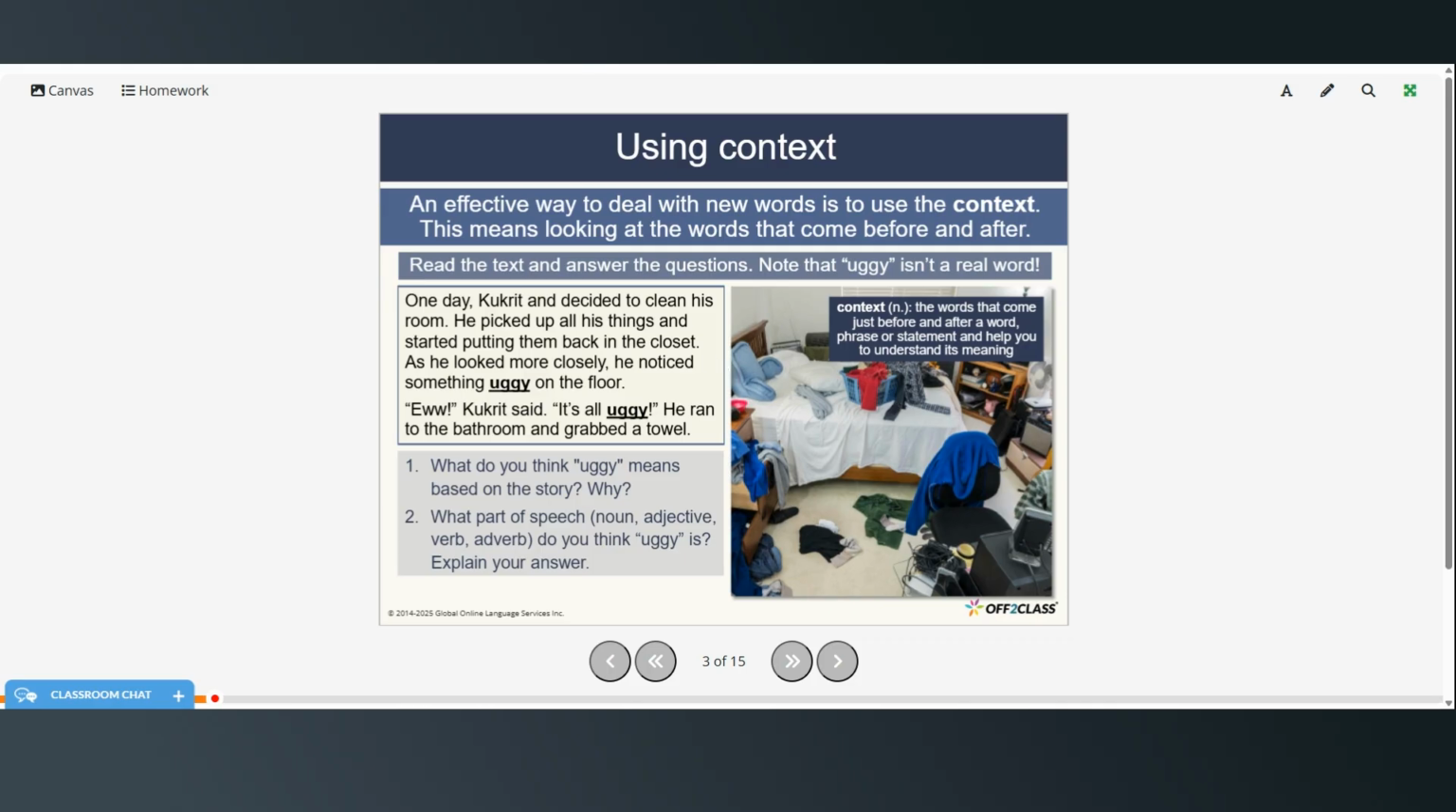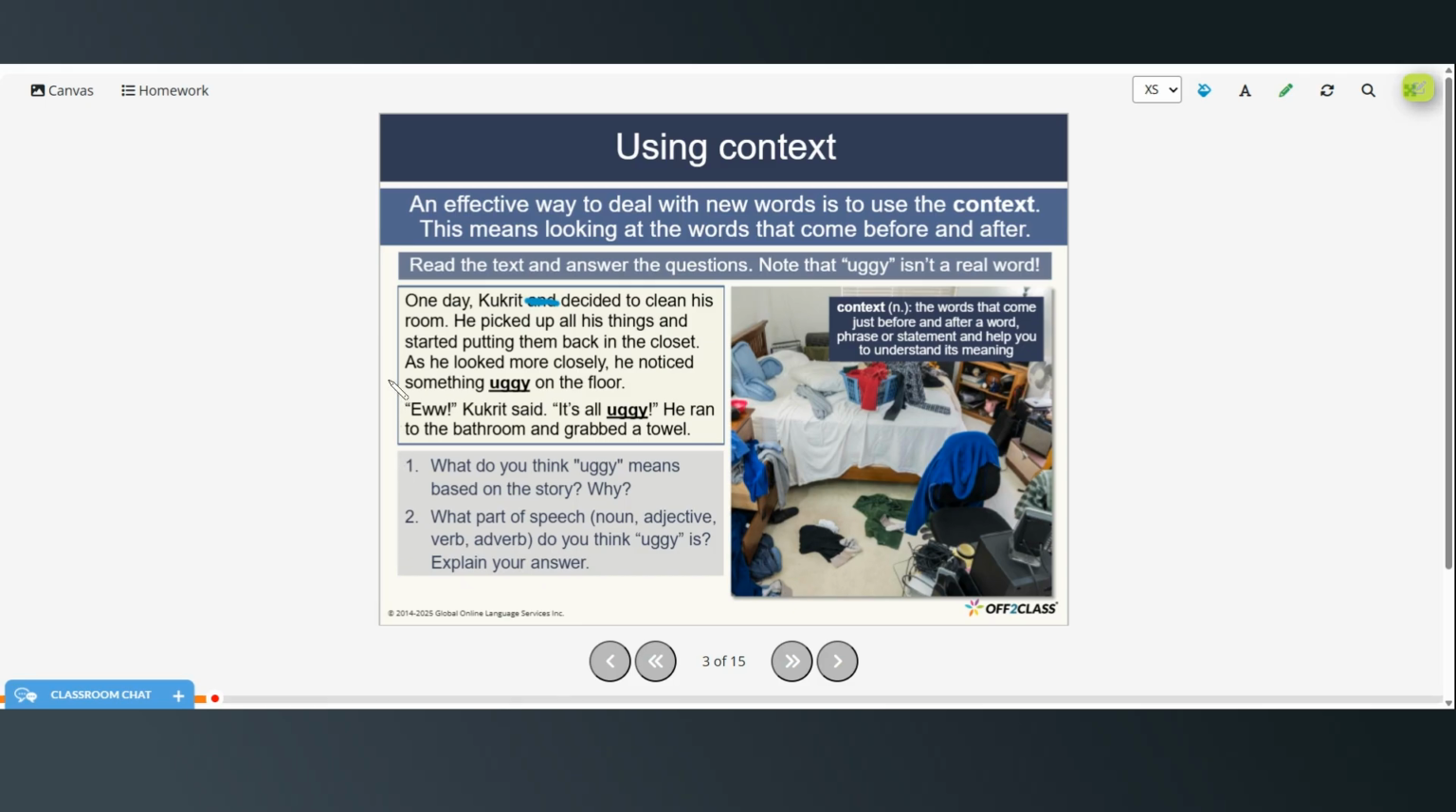So we're going to read the text and answer the questions. And notice that Uggy isn't a real word. You can pause the video and read on your own, or you can follow along as I read. And if you're reading on your own, one thing I want to point out, there is a mistake here. The word "and" does not belong in that sentence.